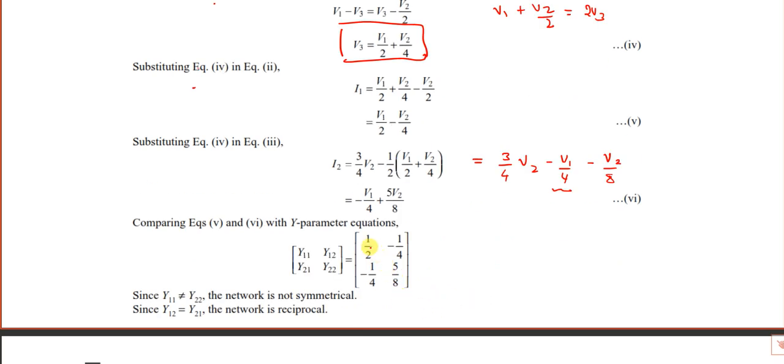So this is y11, y12. This is the coefficient; I2 is expressed in terms of V1 and V2 only. This is y21 and this is y22.